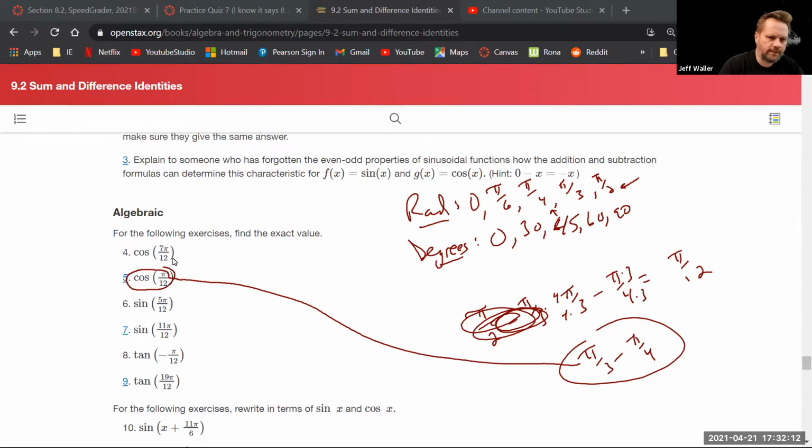So your task is to figure out, and I really would like you to try to stay in radians, what two angles add or subtract to be this guy that are angles we know stuff about, right?